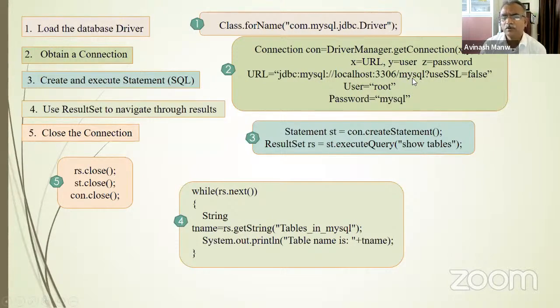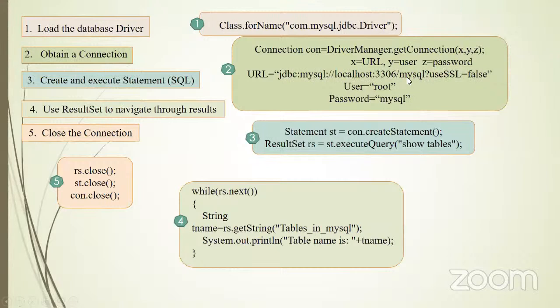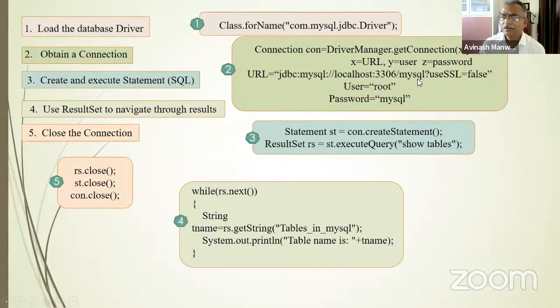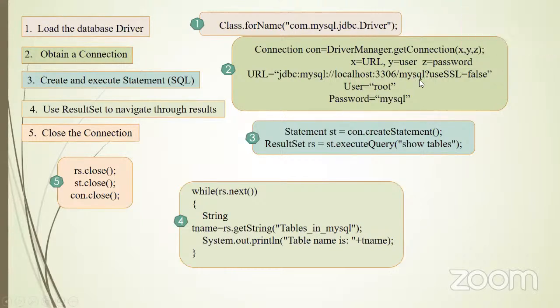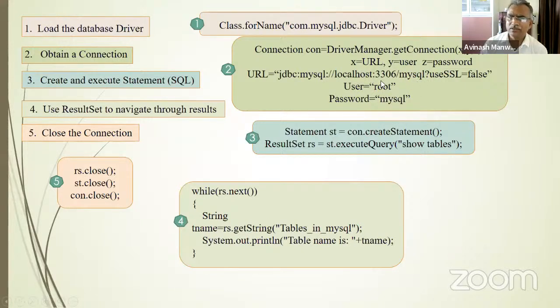Suppose the name of the database is student. Then here you will have to write the name as student. If the name of the database is, say, XYZ, then here you have to write the URL followed by the name of the database. That will be the first argument.